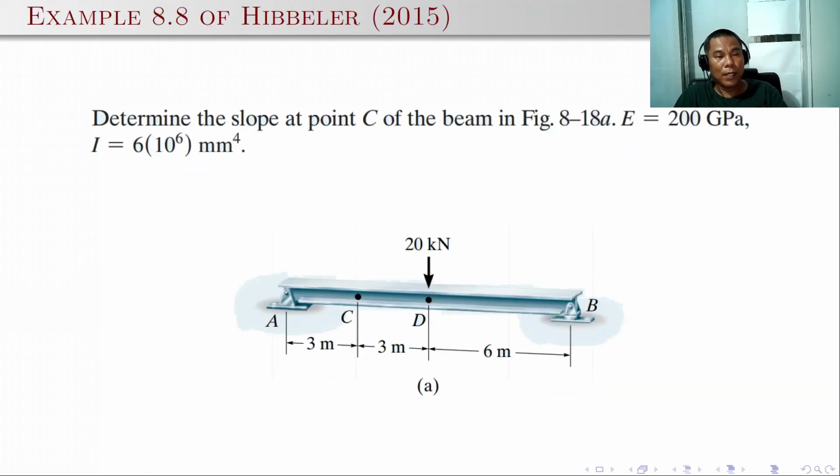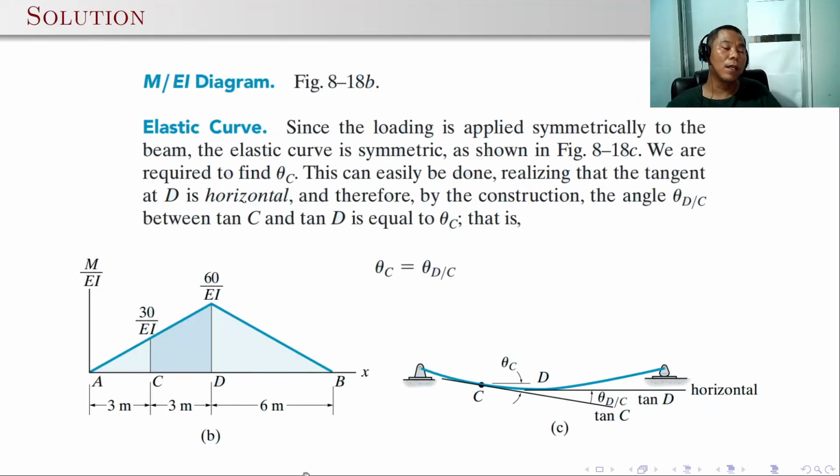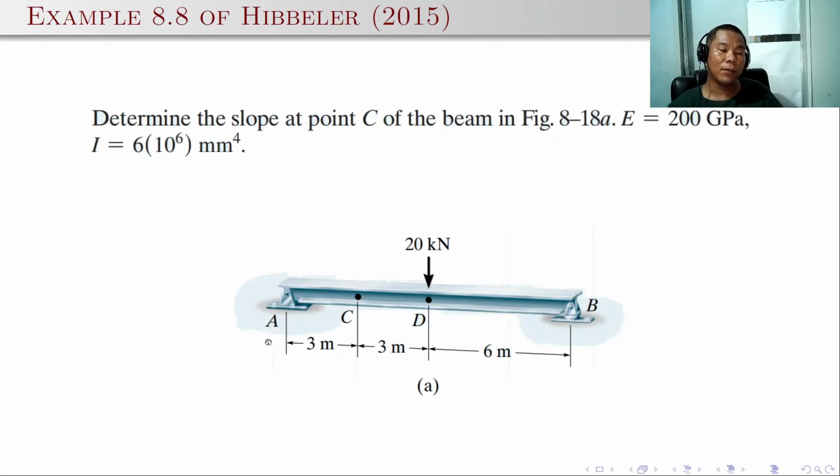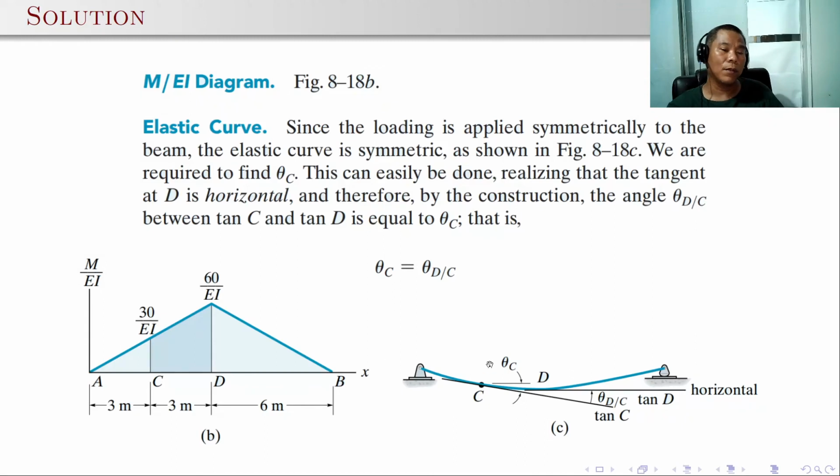So assuming that we have to use the method of superposition, take the fixed portion at point D so that we can just directly draw the moment diagram due to the reaction at A and the reaction at B. So this is the result. 10 kilonewton times 6, so that's 60 kilonewton meter over EI. So this is the M over EI diagram.